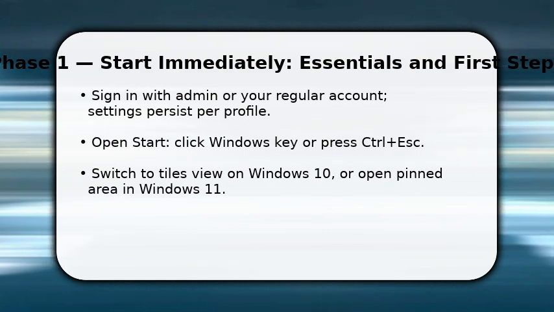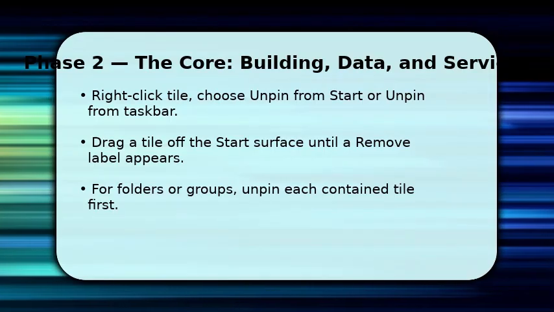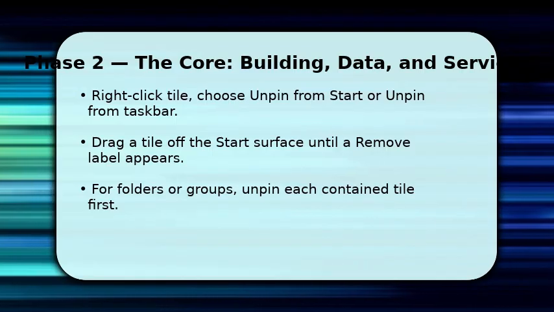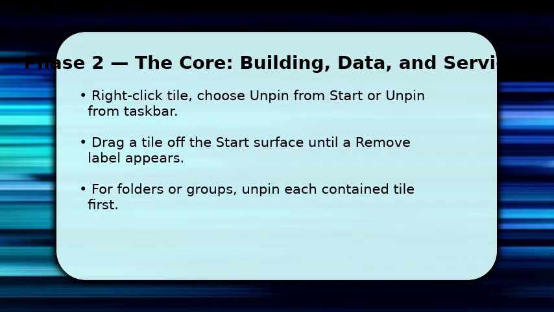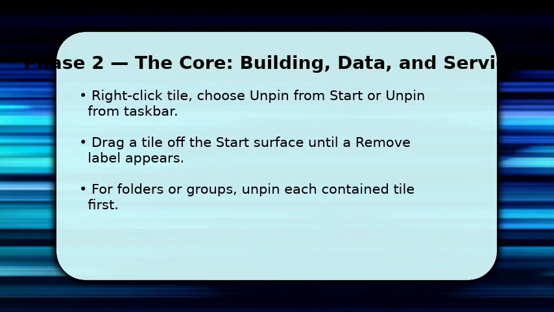You now remove tiles one by one using the right-click menu or drag gesture. This is precise and reversible per tile. For an individual tile, right-click and choose Unpin from Start. This detaches the app but does not uninstall it. Once done with one, repeat for others, and if a tile is inside a folder, open the folder and unpin each item before removing the folder itself. Make sure to check both Start and Taskbar if you see.